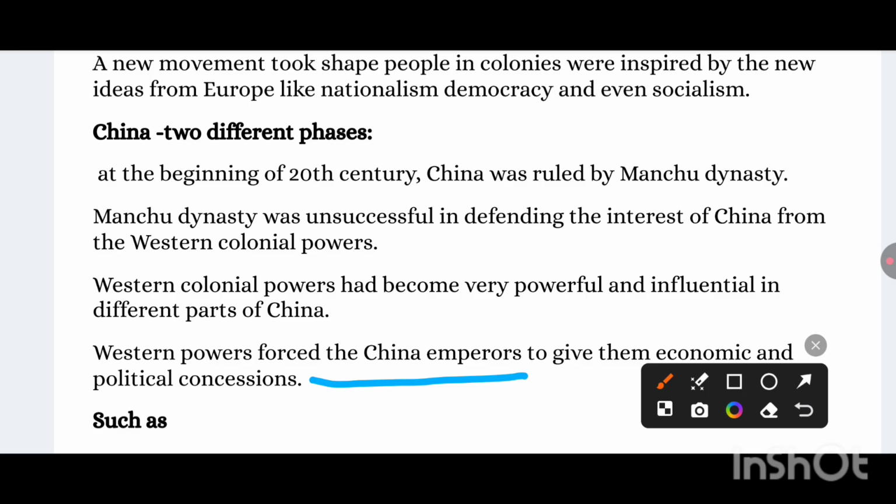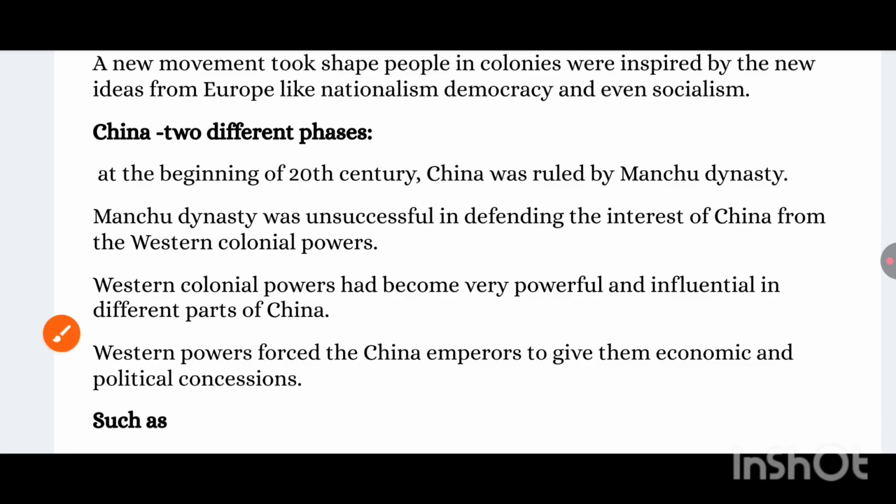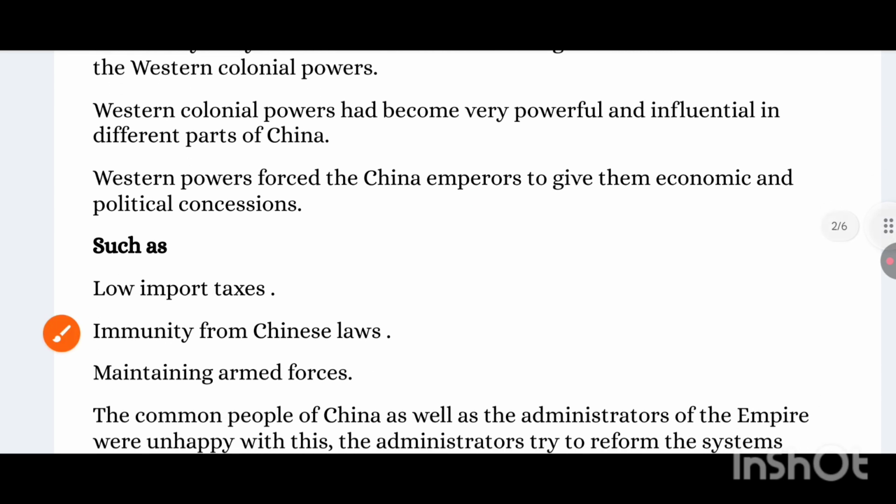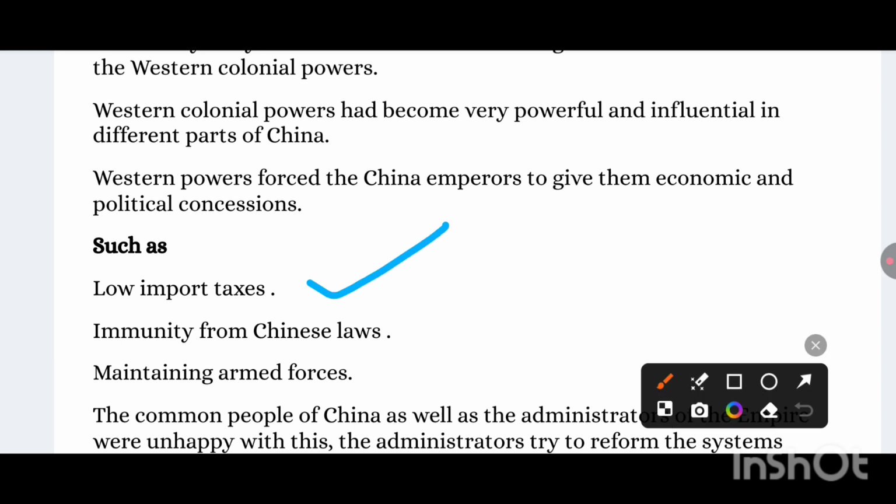Economic and political concessions. So already they are influencing so much of China. They want what European powers want: economic and political concessions, such as low import tax. Whenever they are importing things, they want low import tax. So they want immunity from Chinese laws.